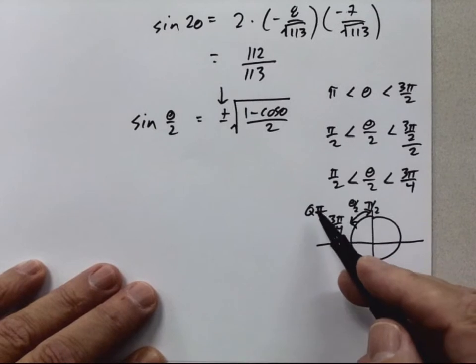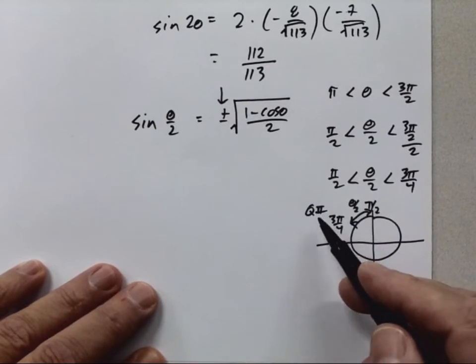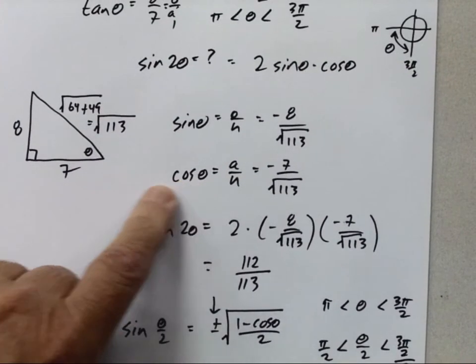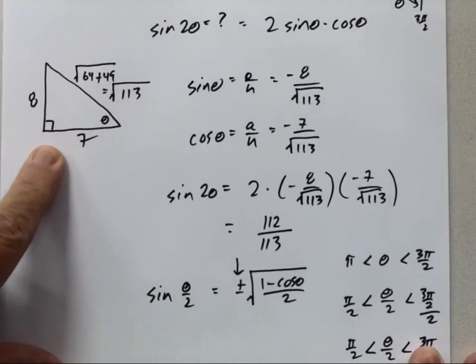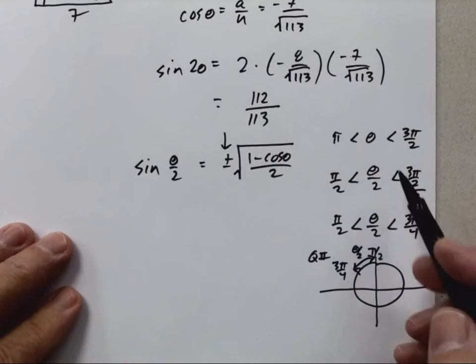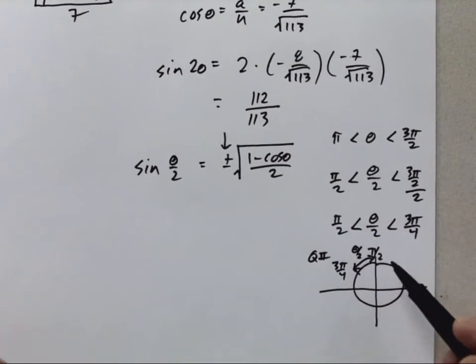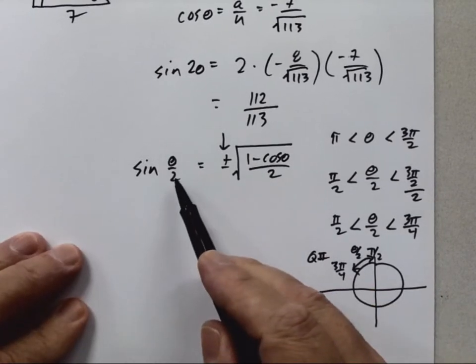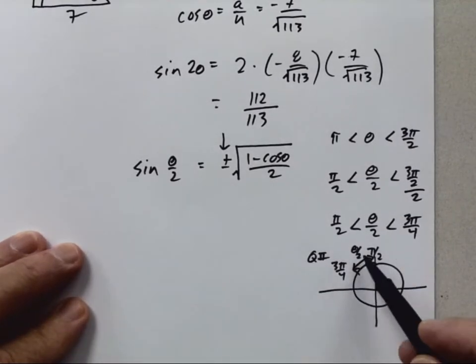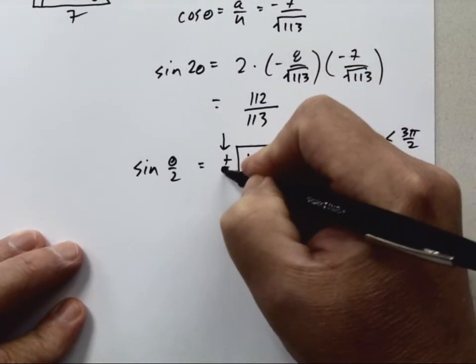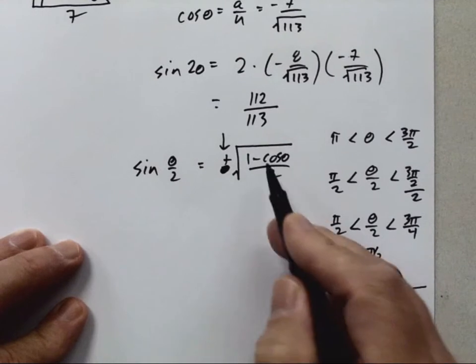And what do we know about quadrant 2? In quadrant 2, the sine is positive, the cosine is negative. Now for my original problem, if I look at this triangle, we now determine, since we know we're looking for the sine of theta over 2, and we're in quadrant 2, it's going to be positive.